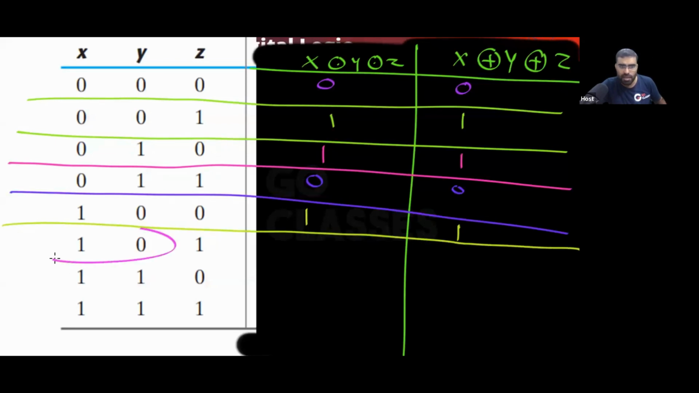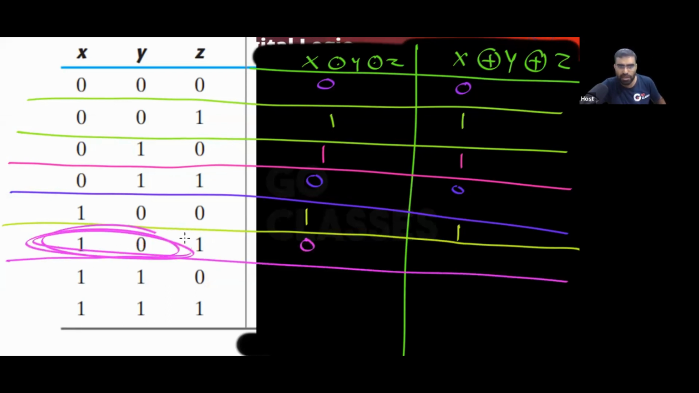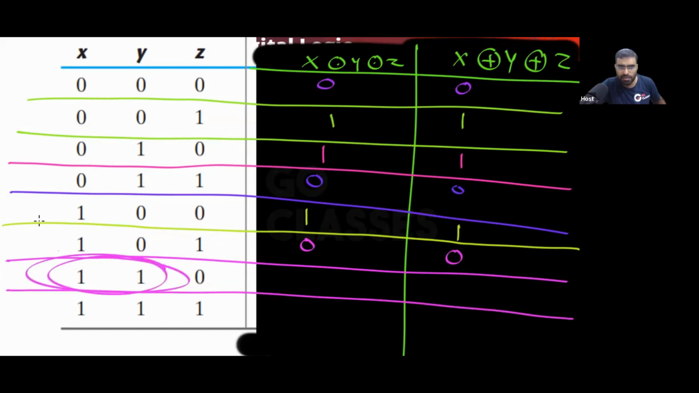What about the next? If you do XNOR, this will be 0. 0 XNOR 1, that will be 0. And what about XOR? If you do XOR, this will be 1. 1 XOR 1, that will be 0. If you do XNOR, 1 XNOR 1 will be 1. And if you do XNOR with 0, that will be 0. If you do XOR, this will be 0. 0 XOR 0, that will be 0. Similarly, if you do XNOR, this will be 1. 1 XNOR 1, that will be 1. Similarly, XOR will be 0. 0 XOR 1, that will be 1.